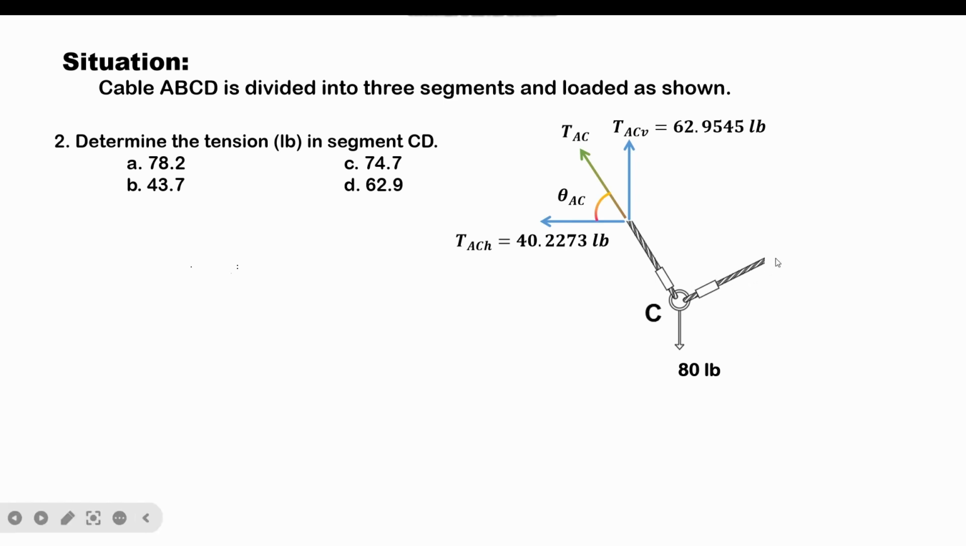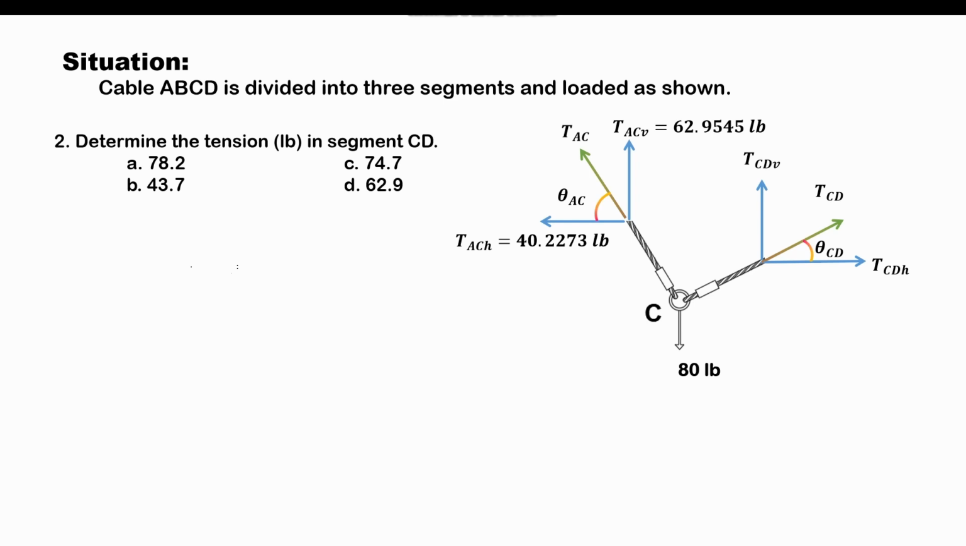And the remaining segment here is segment CD. And let's say also that this is theta CD, which is the angle that TCD makes with the horizontal. And again, let's convert this tension into its components. Let's say that this is its horizontal component, denoted here as TCDH, and this is its vertical component, denoted here as TCDV. As mentioned earlier, when we are using the method of joints, the only applicable equations of equilibrium that we can apply would be the summation of forces along the horizontal and vertical direction.